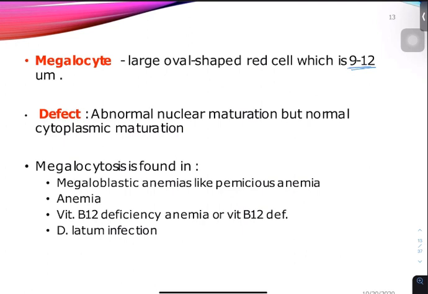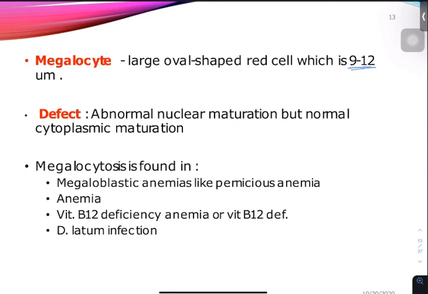Larger than your macrocyte. Okay? So abnormality, same with your macrocyte. Usually your macrocyte is 9, 10, 11, 12. Pero ang 9 to 12, you consider as megalocyte. But 13, 14, 15, and so on, na mas malaki pa, it's macrocyte. Okay? Generally known as your macrocyte.